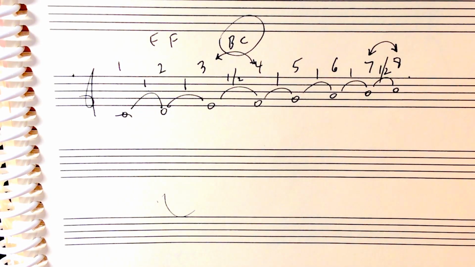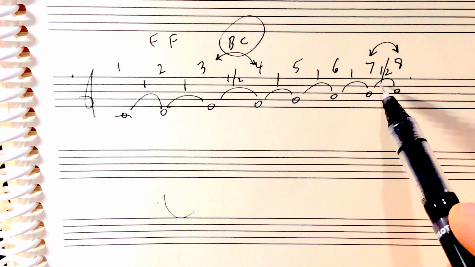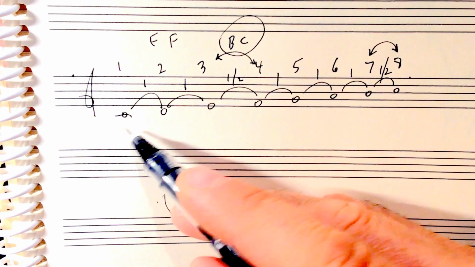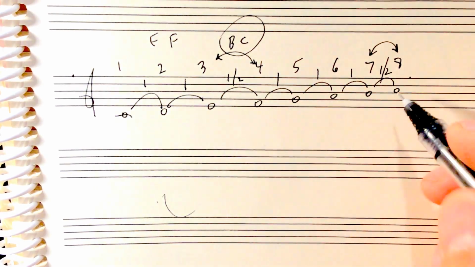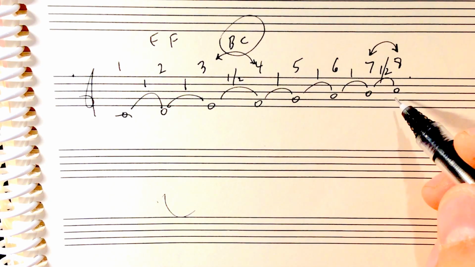So one more time to review. A major scale is a scale that has 7 individual tones. The 8th tone is a repetition of the first tone, and it has half steps between notes 3 and 4 and between notes 7 and 8. Everything else is a whole step.